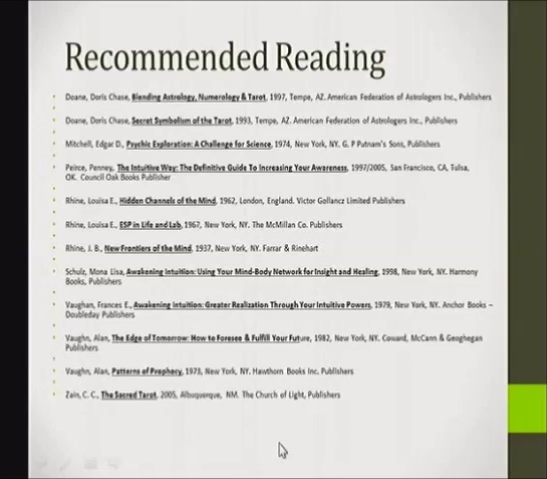The books that I most recommend we have up here are The Sacred Tarot by C.C. Sain. There is a book by Doris J. Stone, Blending Astrology, Numerology, and Tarot. There's also Secret Symbolism of the Tarot by Doris J. Stone. And these are out of the tradition in which I teach. You do not have to have any of the books to be in class. They're here and available for your purchase.